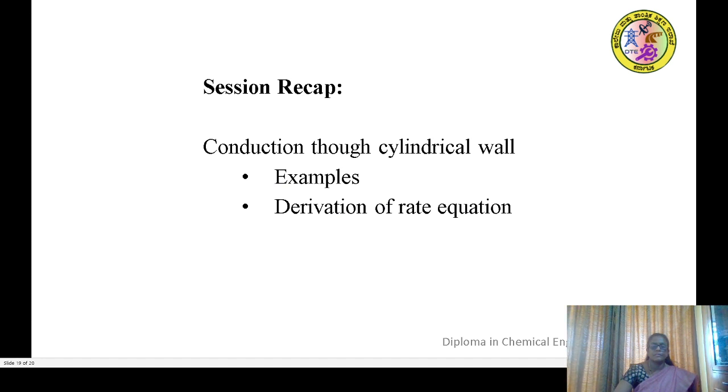So with that, we have come to the end of the fifth class of heat transfer by conduction. So in today's class, we learned in which cases heat flows through a cylindrical wall and how we can calculate the rate of heat transfer for this situation of heat transfer.